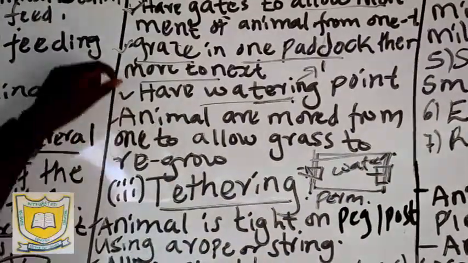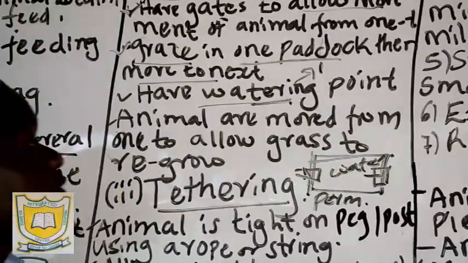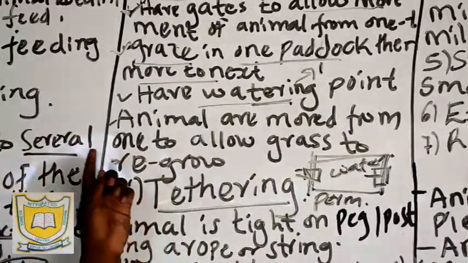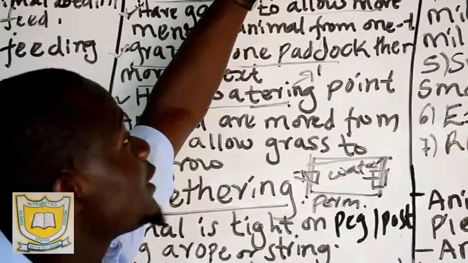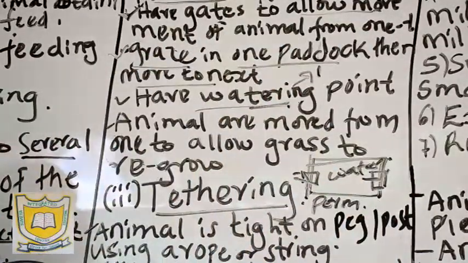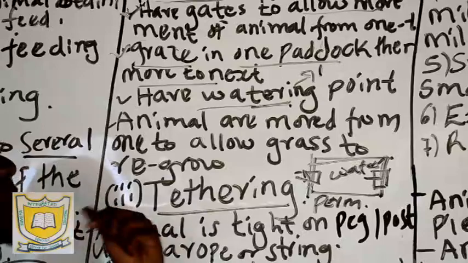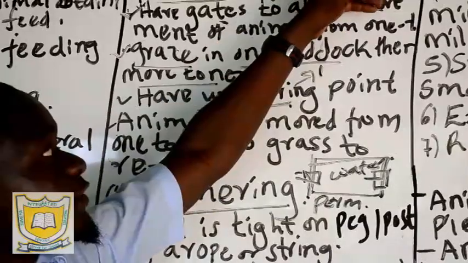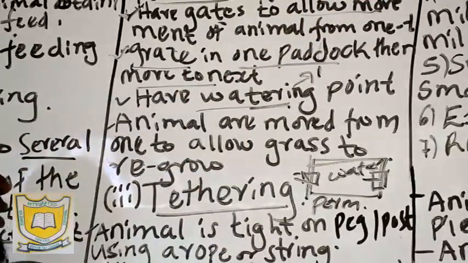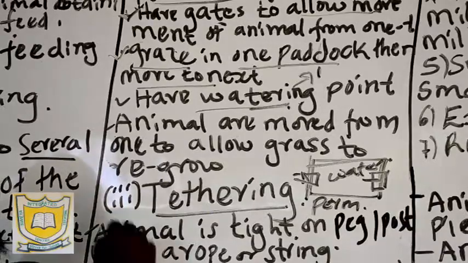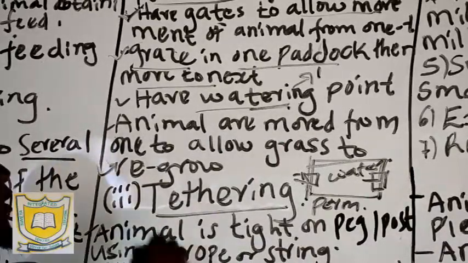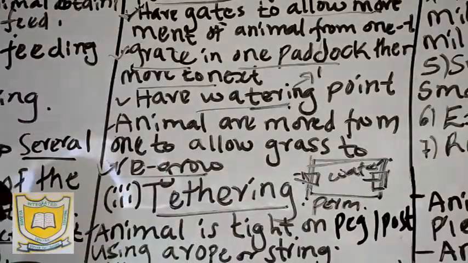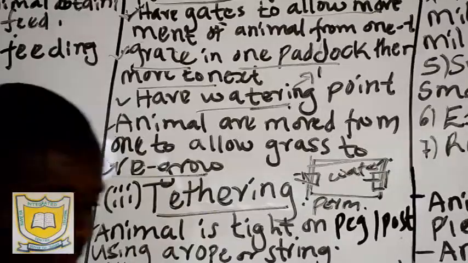Now the other characteristic of paddocking is that the animal moves from one paddock to another paddock so that we allow the growth of the grass in the first paddock, until the animal reaches the fourth paddock. Then we take it back to the initial area. The reason why we move the animal from one area to another is just to allow the regrowth of the grass. That is the second type of rotational grazing.